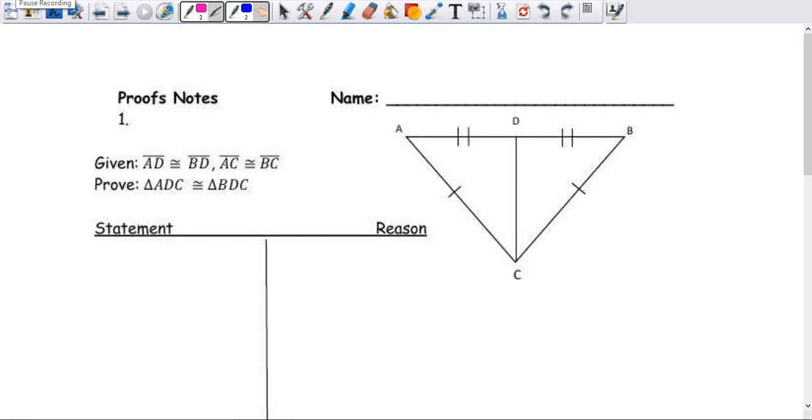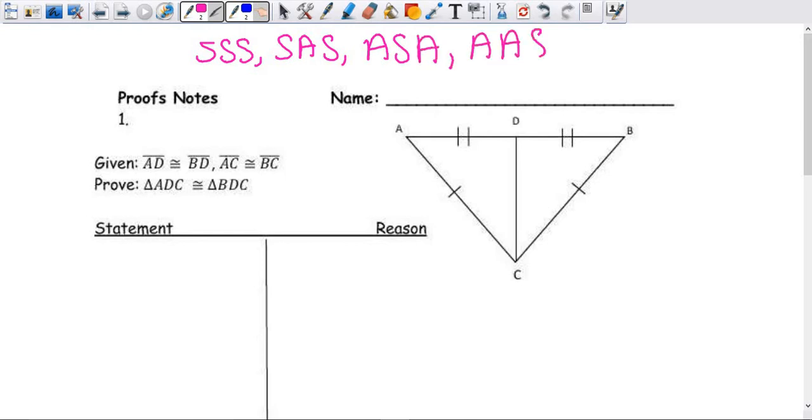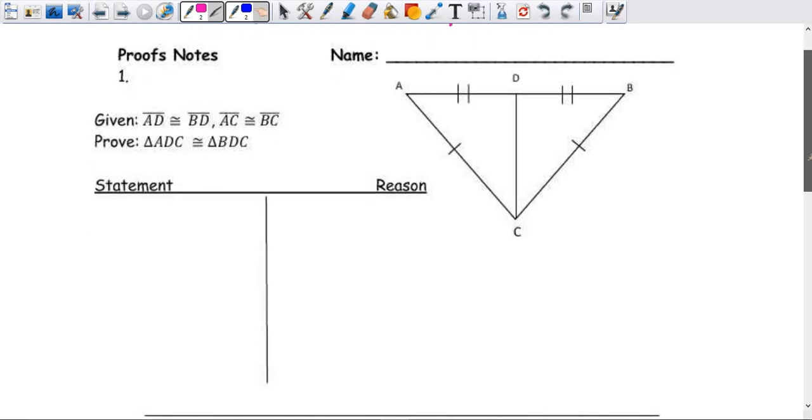All right, so now we're going to get into proofs. Triangle congruency proofs are going to be the main type of proofs you will see on tests. So we're going to take those 4 triangle congruency statements. Those were SSS, SAS, ASA, and AAS. And we're going to use those in proofs to prove that 2 triangles are congruent.